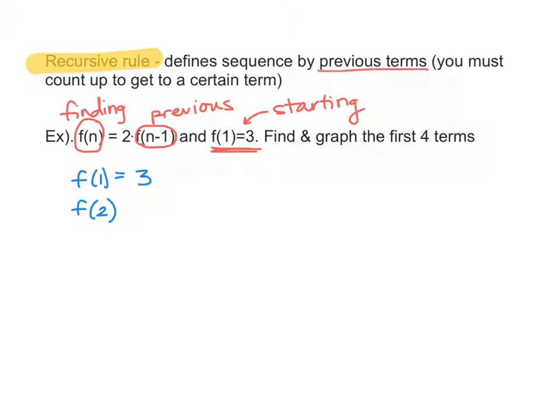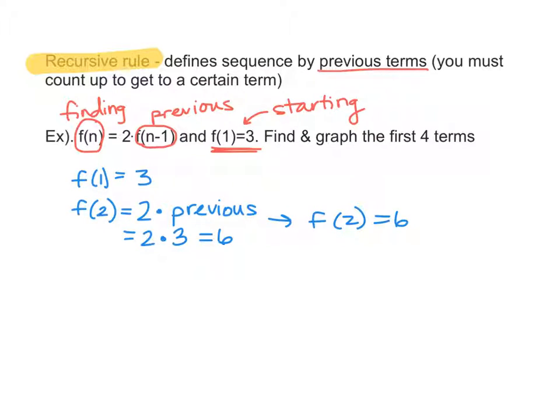F of 2, this reads 2 times, remember n minus 1 is previous, so 2 times the previous term. And I'm just writing that out so you can see. That means 2 times my previous term. If I look back, was 3. So I'm going to do 2 times 3 is 6. So this is going to give me f of 2 equals 6. All right, let me switch colors so we can see my next one.